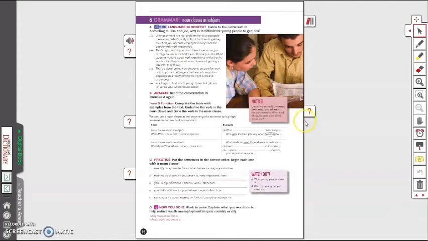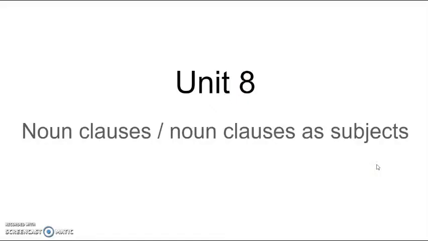Hello guys, this week we are going to continue working on the book because we have to move on with the topics we have to study for this semester. So, this week we are going to study the grammar topic about noun clauses as subjects that you can find on page 98 from your book. That's why we are going to start with the explanation of noun clauses and noun clauses as subjects.